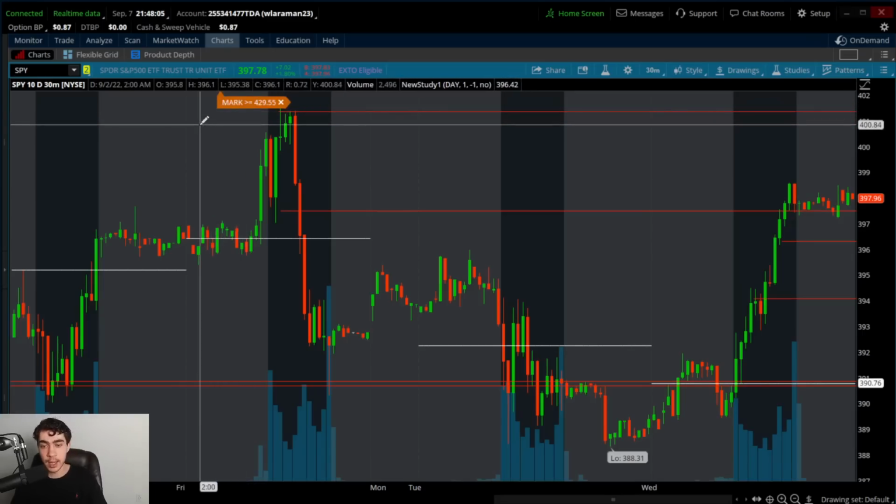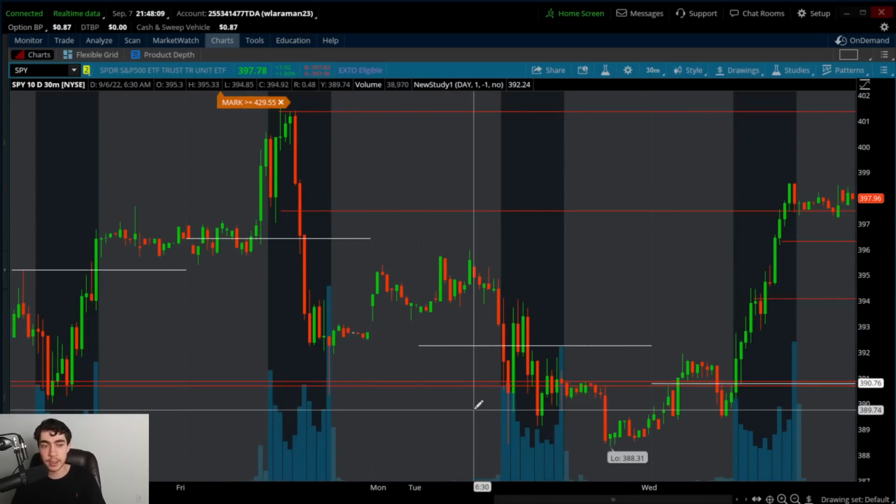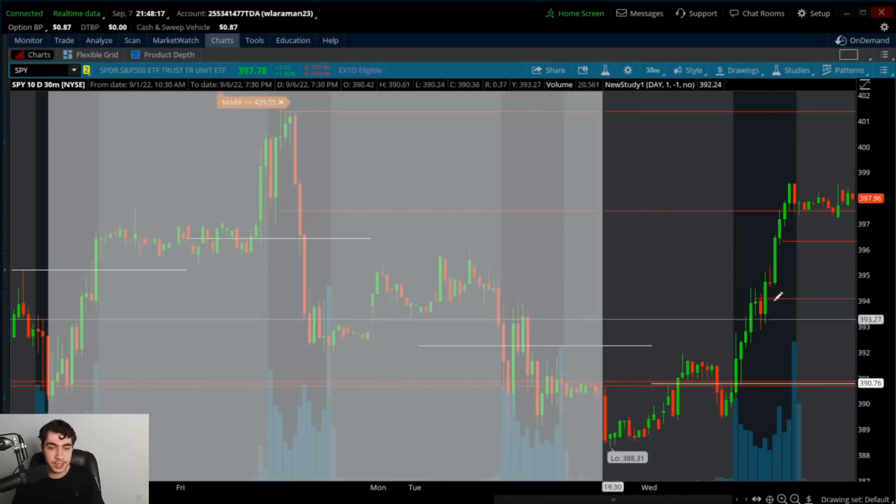So remember that. And then in terms of the key support zone, I would say around 392.50 to 390.50, around that zone. So that's my thoughts.